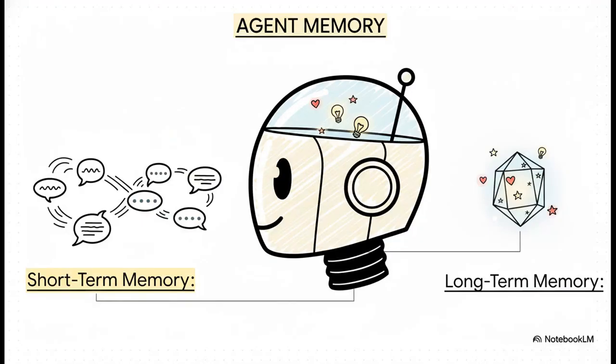And for an agent to be truly useful, it needs a memory. We're talking two types. Short-term memory is just for tracking the current conversation, like your chat history. But long-term memory is where it stores things like your preferences or key facts from past conversations. That's what gives it a sense of continuity and makes it feel like it actually knows you.